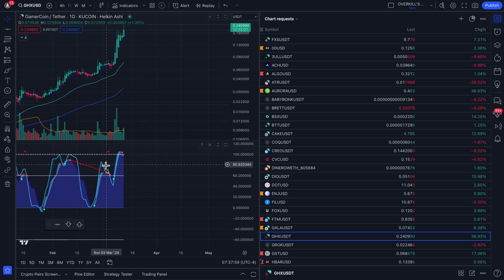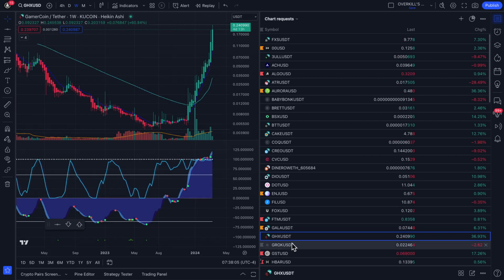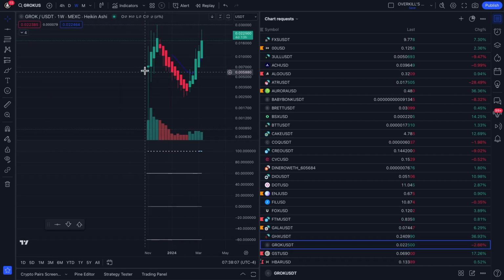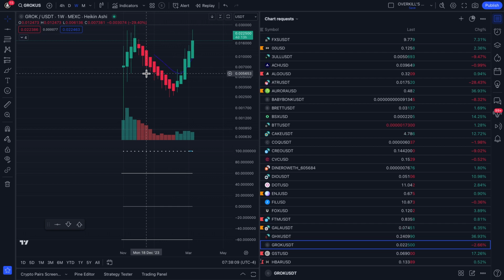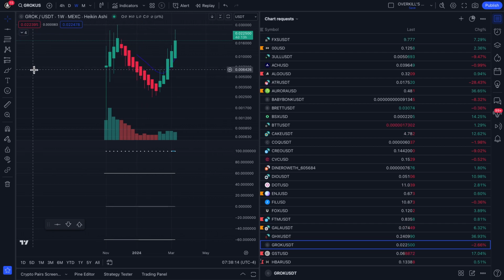I'd probably be trading the daily here. I'd buy again when the daily comes back down here on the stochastic. It's zero. Okay, but again, not on Coinbase, so it's not going on my list. Here's Grok, G-R-O-K. I believe this is what Elon Musk's AI is called. Isn't it? I think that's his AI on Twitter.